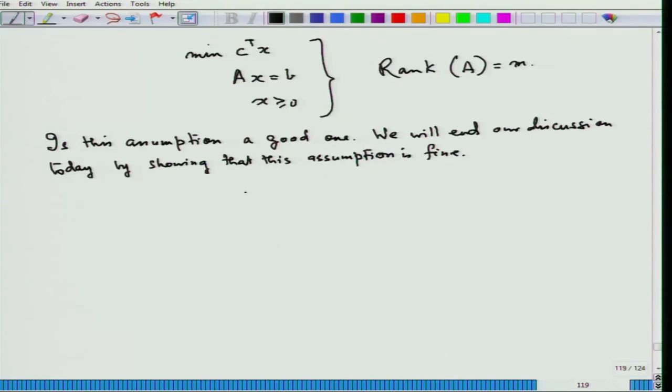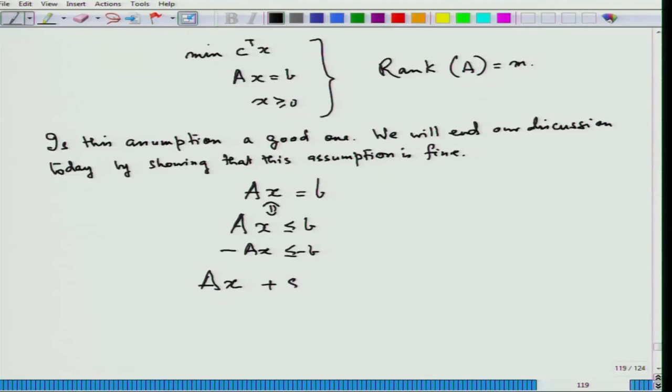Now, look at the constraint system Ax equal to b. I can write this constraint system equivalently as Ax less than or equal to b and minus Ax less than or equal to minus b. This is the same as Ax greater than or equal to b. So, these two combine to give you that. Now, in both cases, I can apply the law of adding a slack variable. So, I can write this as Ax plus s is b, a is an m vector, and minus Ax plus t is minus b, where s and t are greater than or equal to 0.